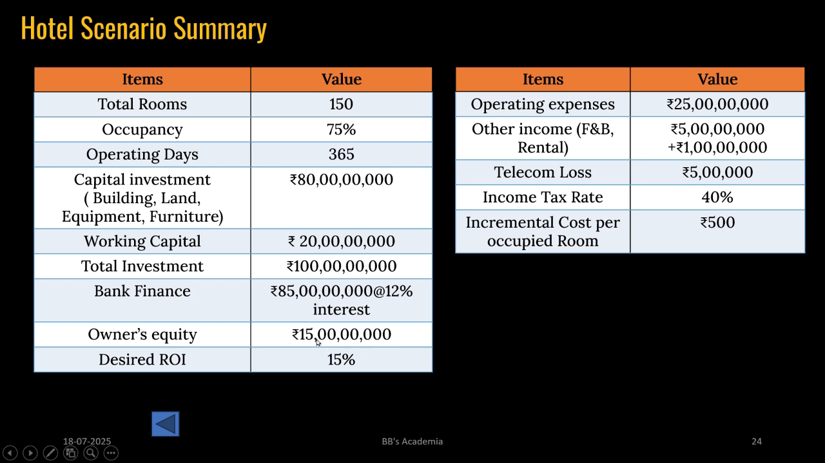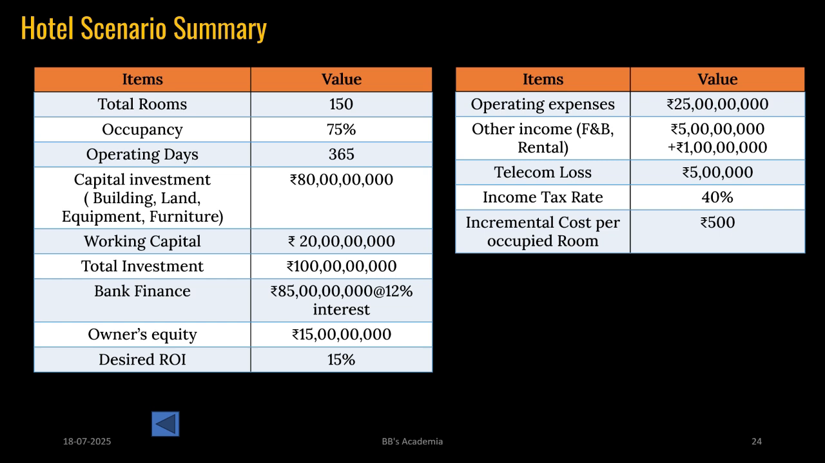Try to be clear on this. Then the incremental cost per occupied room is 500 rupees. If you remember, we had discussed two costs: one is the incremental cost, the other is the burden cost. Incremental cost is this: the moment a guest takes one room, the incremental cost will start activating.